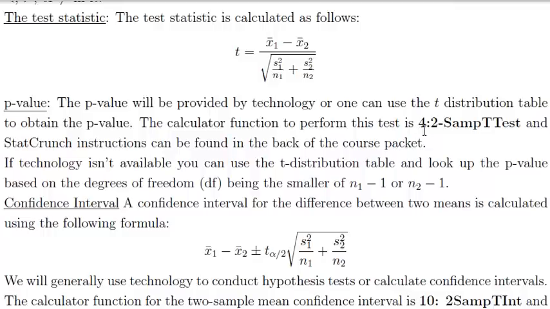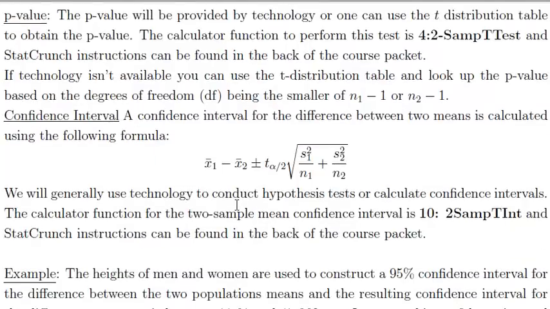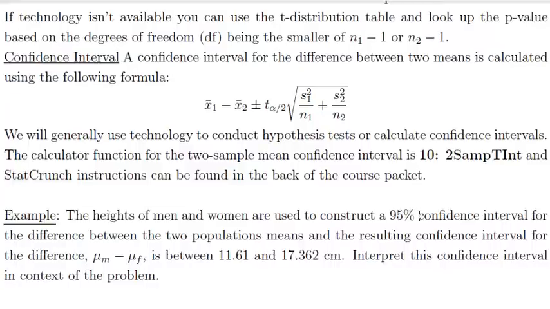And to use your calculator function, you go to 4: 2-SampTTest, and I'll show you that in a second. We're really not going to cover using the table. I want you guys to use technology, so either StatCrunch or your calculator. And then you can get a confidence interval for the difference as well. And here's the formula for that, and here's the calculator function for that.